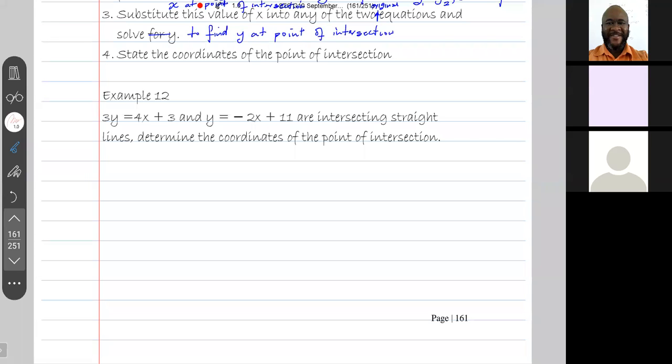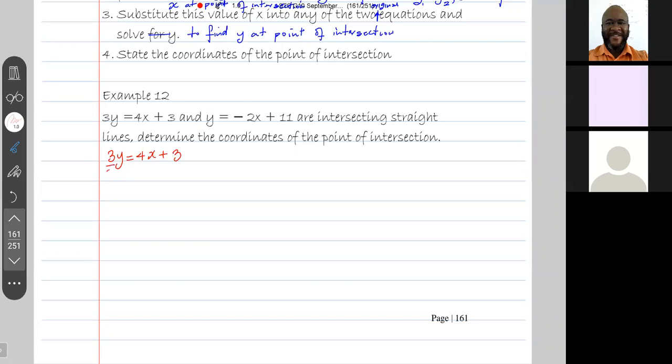All right, so we're doing example 12, and for example 12, I will not be drawing a diagram. For example 12, we have 3y is equal to 4x plus 3 and y is equal to minus 2x plus 11 are intersecting straight lines. We're to determine the coordinates of the point of intersection. So we need to start out by making y the subject for both equations.